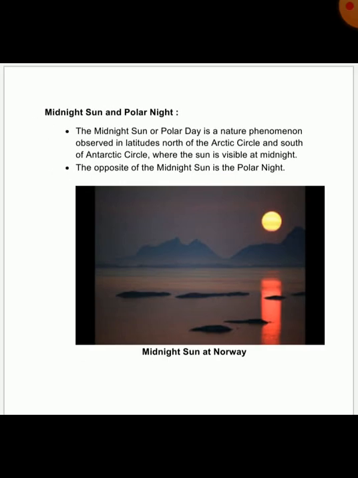Next is midnight sun and the polar night. The midnight sun or the polar day is a natural phenomenon observed in the latitudes north of the Arctic Circle and south of the Antarctic Circle, where the sun is visible at midnight under accurate weather conditions, and the sun is visible for the entire 24 hours of a day. The opposite of the midnight sun is the polar night. The polar night is the night lasting more than 24 hours, generally within the polar circles.